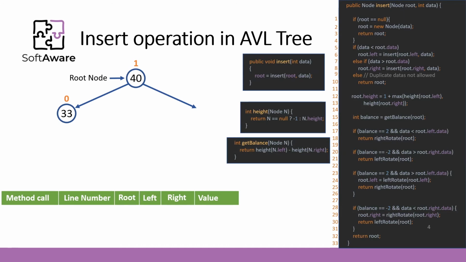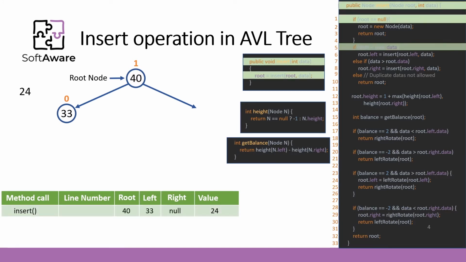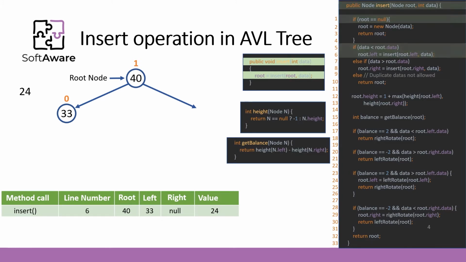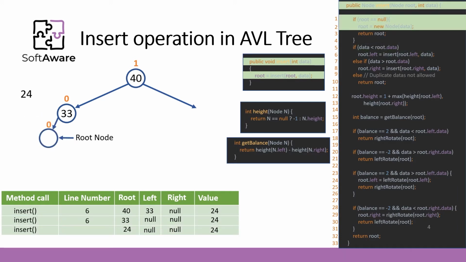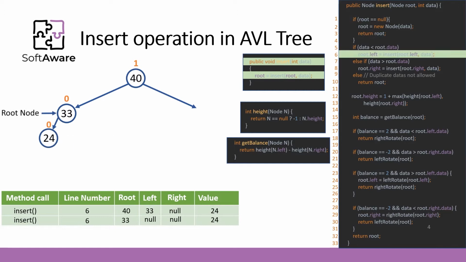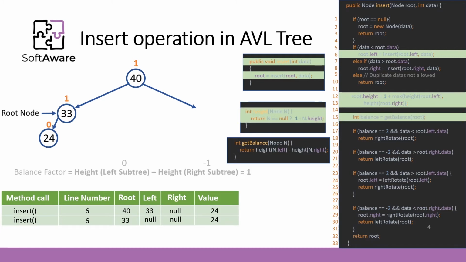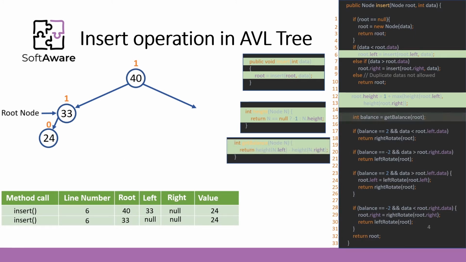Next, let's add another node in our AVL tree with value of 24. Again, we go through the same recursion until our recursive root is null and the new node will be inserted. So here we update the height with the same formula and same logic. We calculate the balance factor. It doesn't violate the AVL tree at this point, so we skip the coming statements.